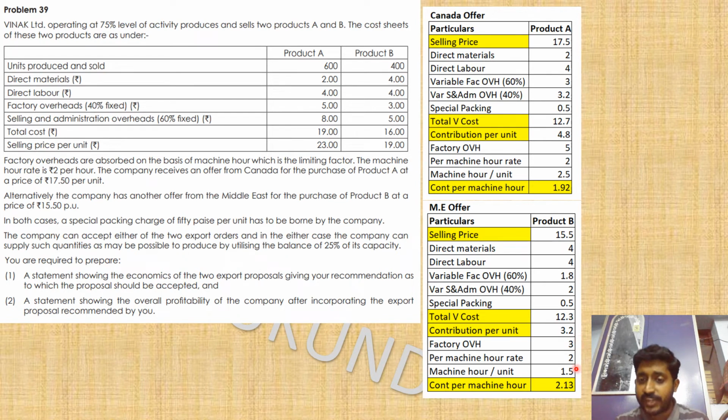Contribution per machine hour can be found, which is 2.13. So if you compare these two, the Middle East offer is giving you the higher contribution per machine hour. So we are selecting the Middle East offer.